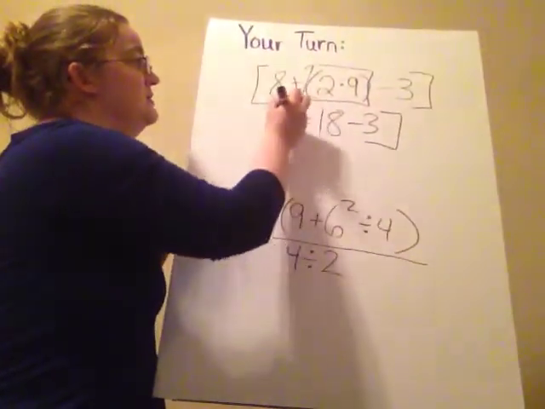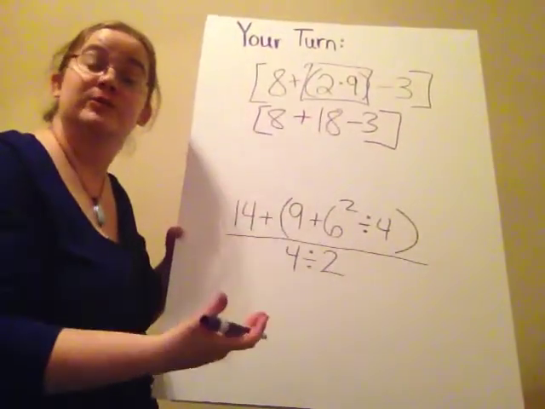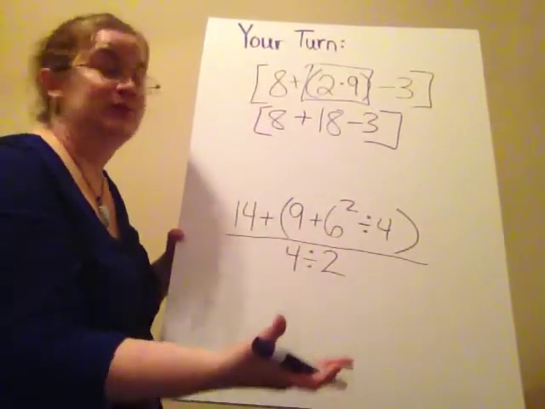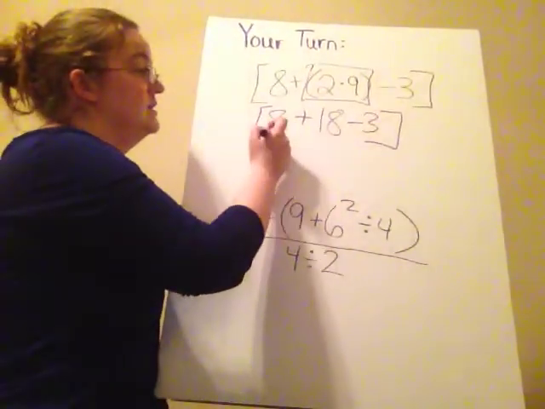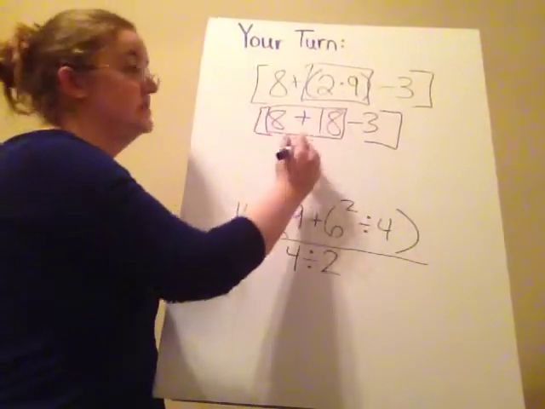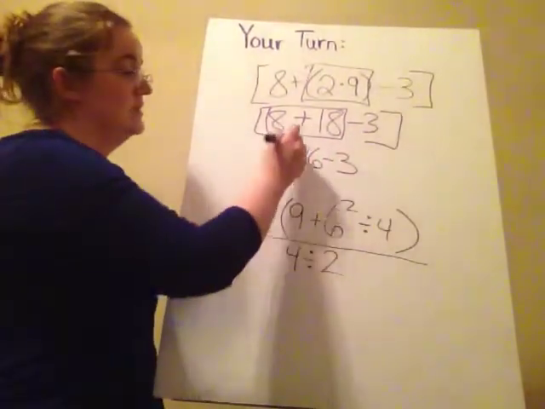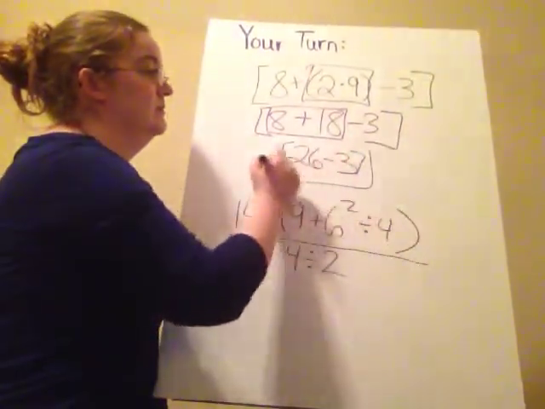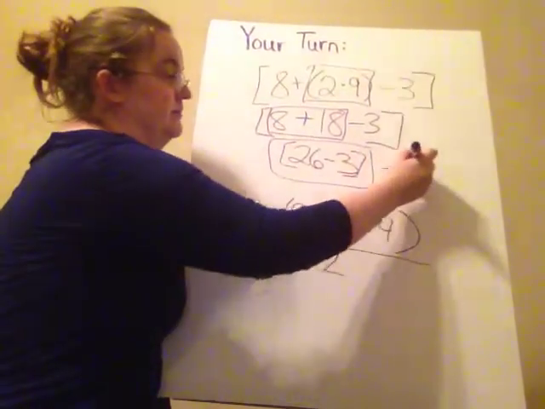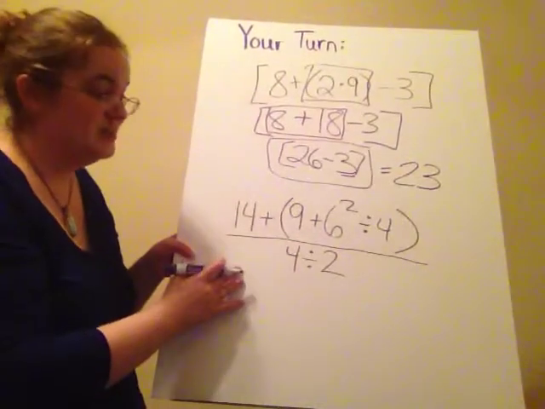I haven't used the minus 3. I haven't used the 8 plus. I'm going to keep going. Remember, with the order of operations, for addition and subtraction, it's whichever one comes first from left to right. And in this case, it's the 8 plus 18. Okay, and 8 plus 18 is 26. And 26 minus 3, oops, gives you 23. That would be my final answer. All right. Let's take a look at the last one.